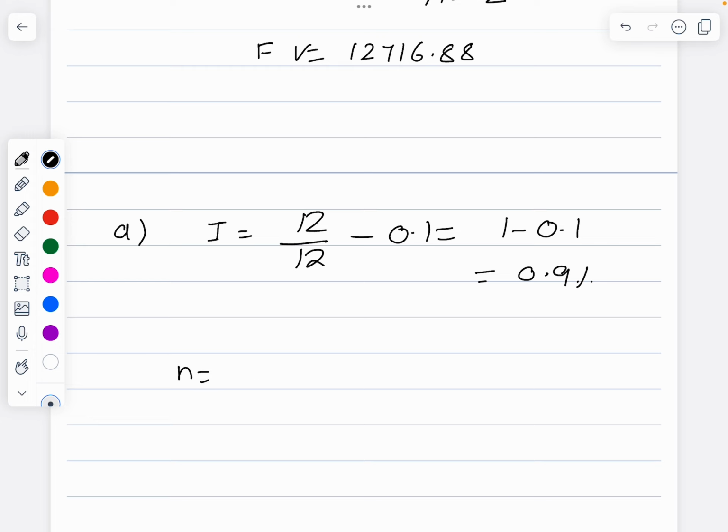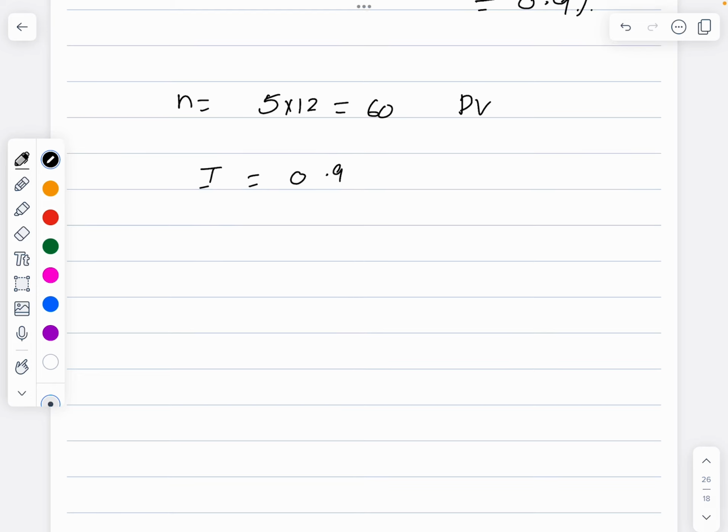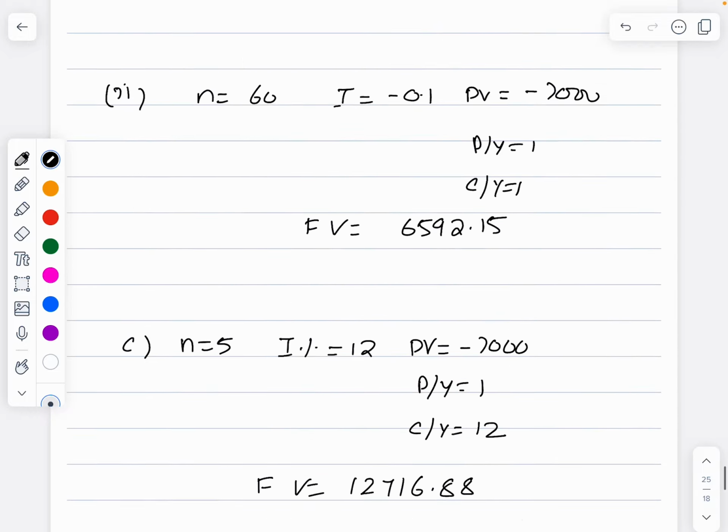So n equals 5 times 12, which equals 60, I equals 0.9, PV equals minus 7,000, P/Y equals 1, C/Y equals 1. Then the final value will become 11,983.71.